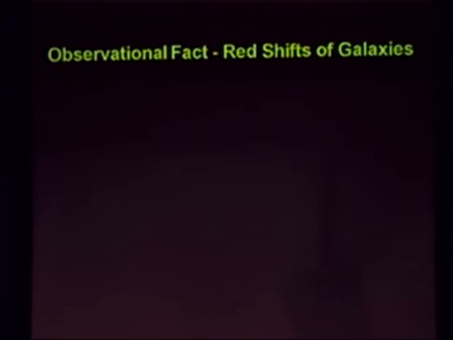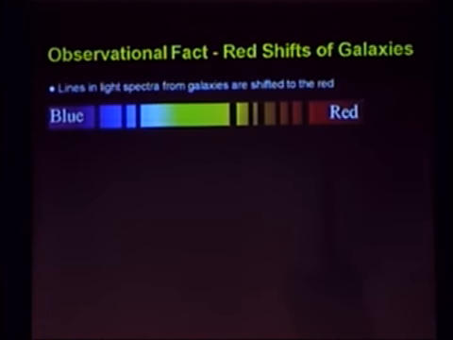So let's look at the redshift in a bit more detail. Lines in the spectra from galaxies are shifted to the red. So here you have a typical spectra of light. So light from the galaxy, if you look at the different wavelengths, you see different lines here corresponding to different elements. So different elements will have a different pattern of lines. So these might be the pattern due to hydrogen. So you can recognize what element you have in the galaxy by looking at these lines.